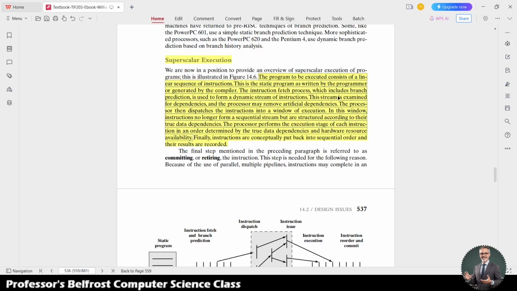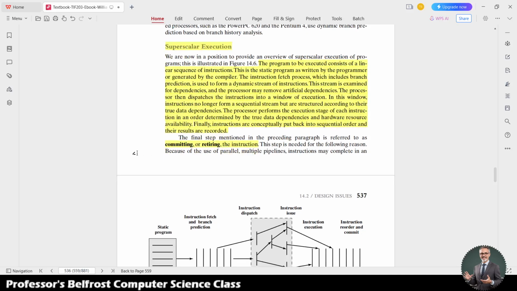We have instruction fetch, then the instructions are examined for dependencies and dispatched into a window of execution. It is then no longer a sequential stream but structured by dependencies. Actually, this has been outlined in the previous lesson. The final step here is referred to as committing or retiring the instruction. This step is needed. Why?